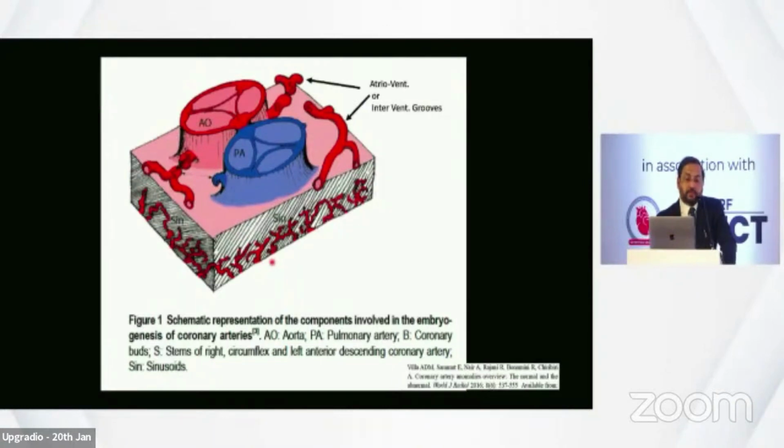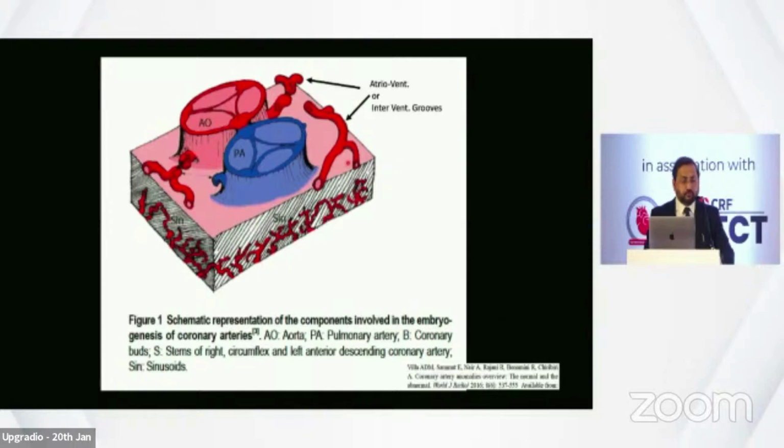Another thing to remember is that since these stems are developing in the AV groove separately, embryologically and pathologically, they can never cross. So the coronary arteries, when they are taking an abnormal course, will make sure that they never cross each other. And that's why this fundamental knowledge becomes very important in deciding the course of the coronary arteries and you doing your procedures adequately. So these things we need to remember.